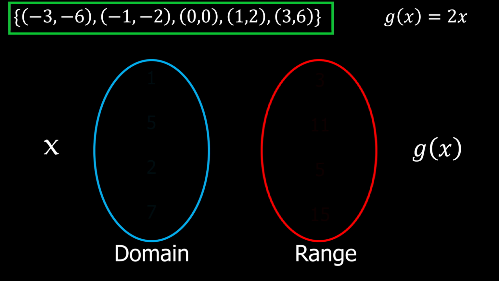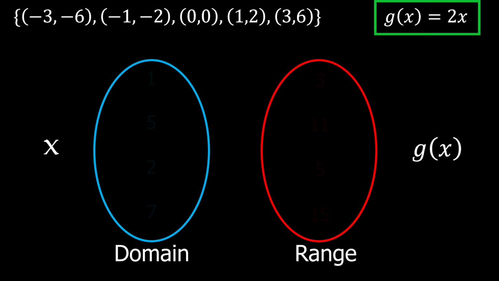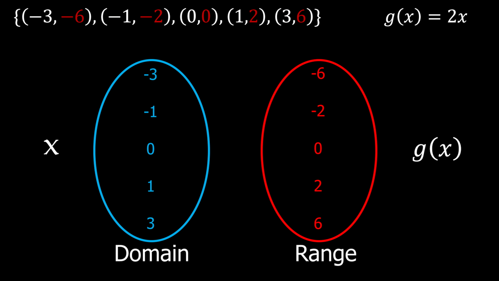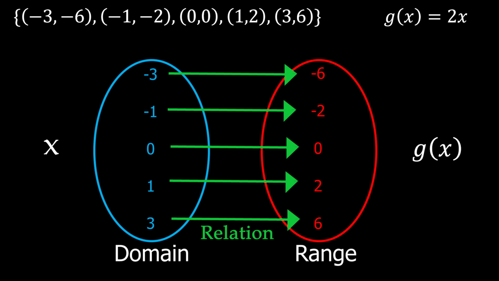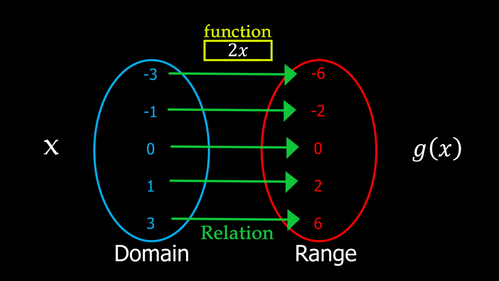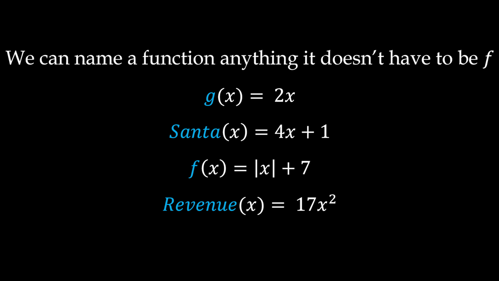Given this set of ordered pairs and its rule, let's try to label and complete our picture. Note that we can name a function anything. It doesn't have to be f.